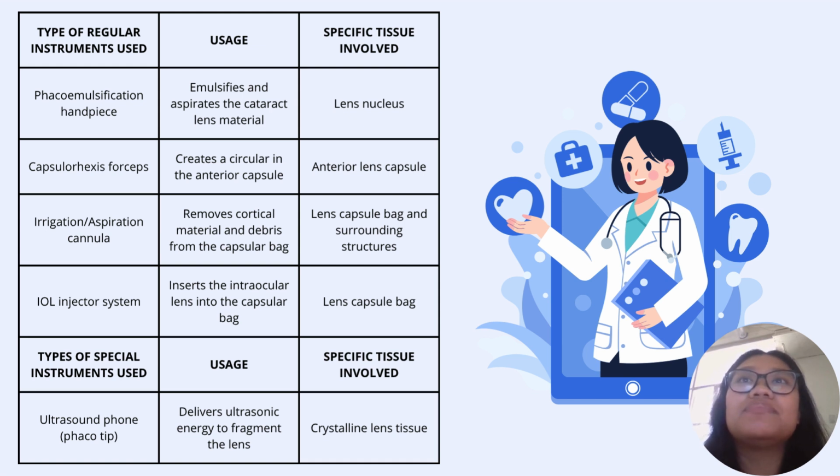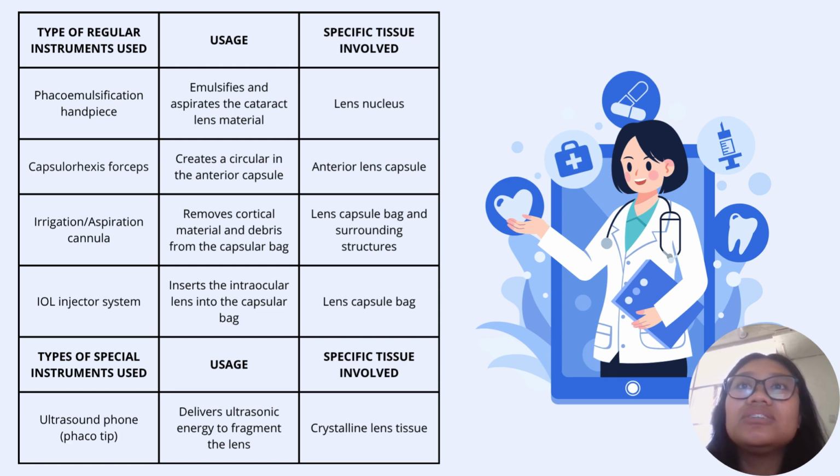For capsulorhexis forceps, it creates a circular opening in the anterior lens capsule. Irrigation and aspiration cannula is used to remove cortical material and debris from the capsular bag. Then it is used at the lens capsule bag and surrounding structures. Then the IOL injector system is used to insert the intraocular lens in the capsular bag at the lens capsule bag.